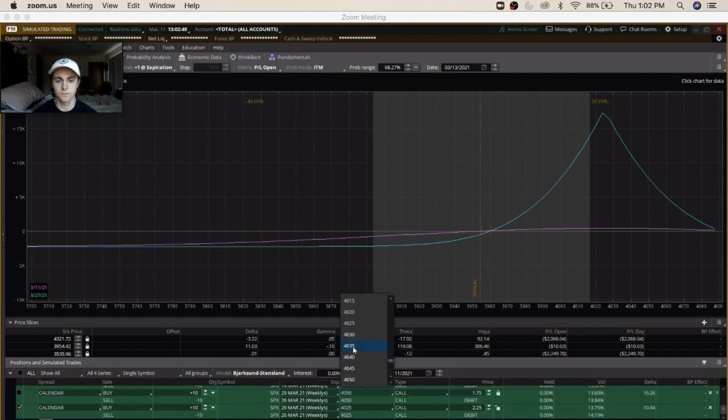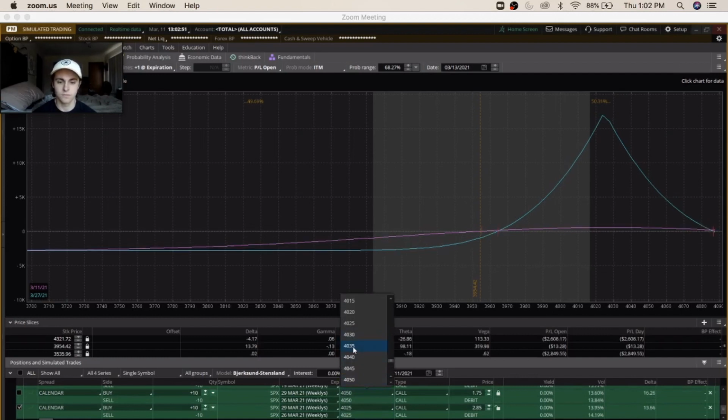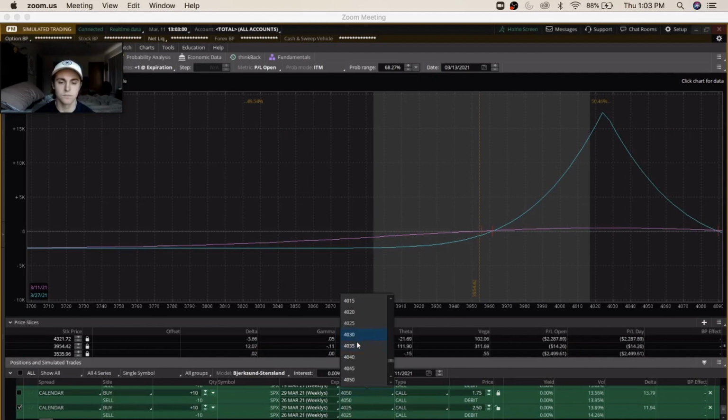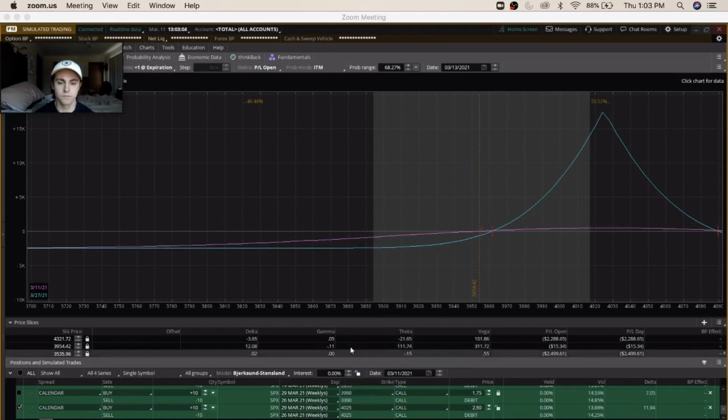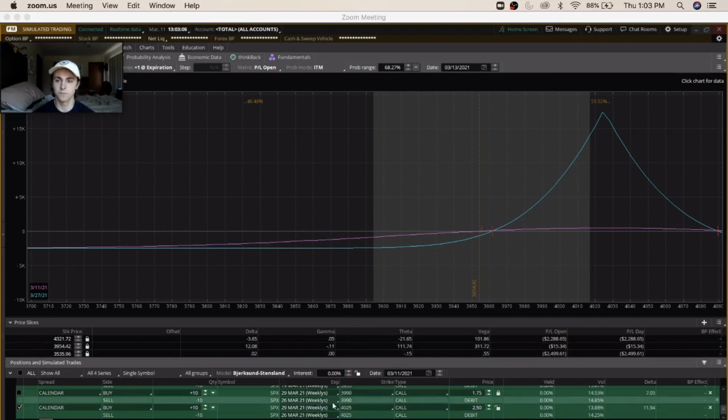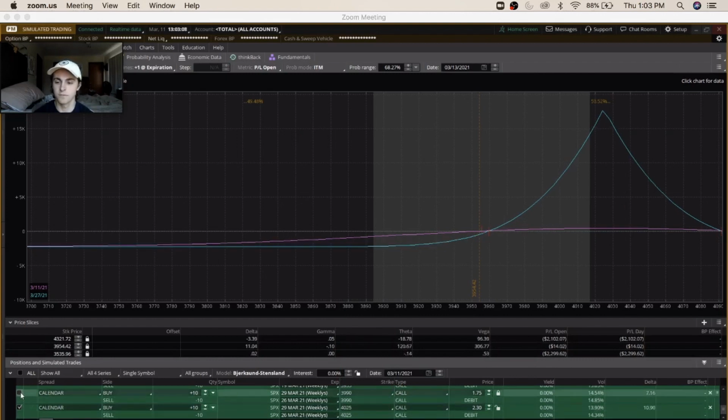When you're making these, you want to start your legs about 50 points away. So if you're doing it on the SPY, do about 5 points away, but on the SPX, about 50 points away at minimum, and then look to stretch them out a little further depending on what the actual sag looks like. So I'm going to try 39.90 to start. Keep that one as a call as well. Let's see what it looks like together.